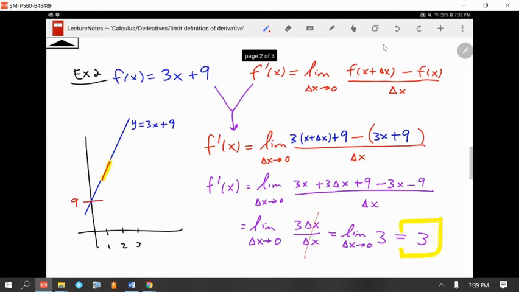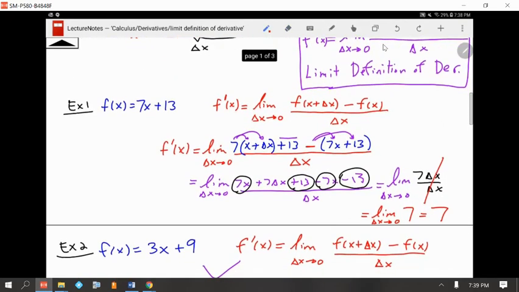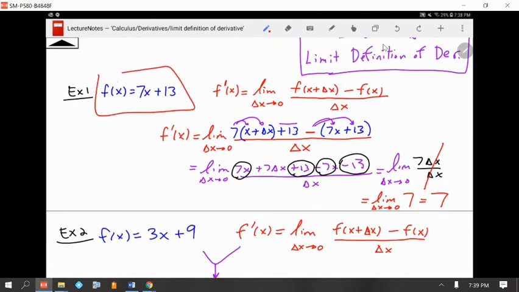So let's go back to problem number 1. y equals 7x plus 13. What's the slope of 7x plus 13? The slope is 7, right? So when you're asked what's the derivative, in this case, let's use y, y prime is 7, right?